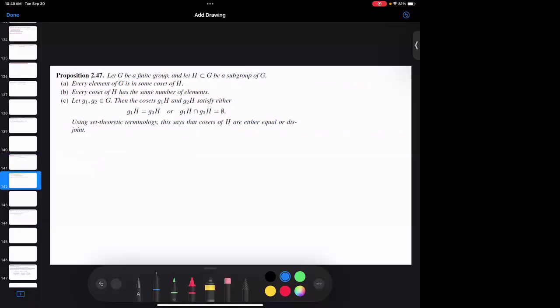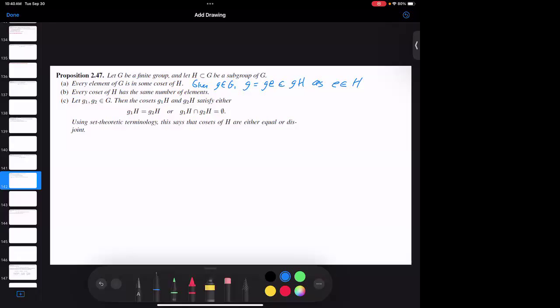Well, given g in G, g equals g times e, which is going to be in gH, as e is in H. So the first statement isn't that bad. Because H is a subgroup, H contains the identity. So if I want to find a coset that has the element little g, just look at little g times H.